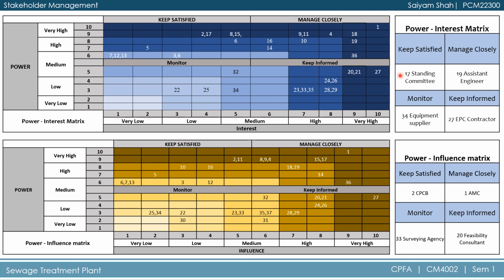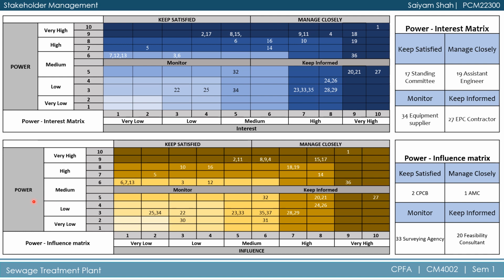Standing committee, although they are an important decision making committee in Ahmedabad Municipal Corporation, has low interest in the particular project. Assistant engineer has some responsibility towards the project, so he has higher power with higher interest. Equipment supplier has low power with low interest, and EPC contractor has highest interest with low power.